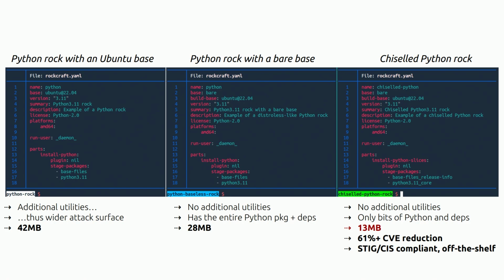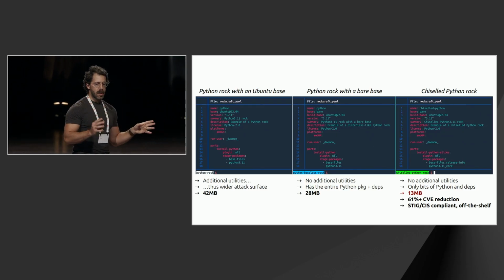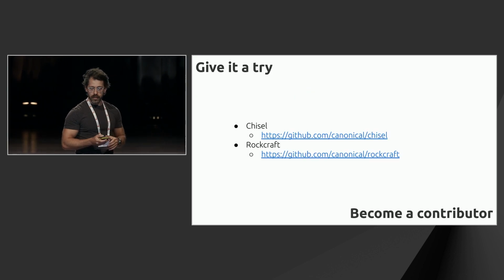And again, 13 megabytes. And by comparing it with other counterparts, both distroless and non-distroless in public registries for Python, we saw a 61% plus CVE reduction. And because it's so small, and we already do certain things in this YAML recipe, as you can see, we are running with a non-root user, we were able to achieve off-the-shelf compliance with certain standards like CIS and STIG.